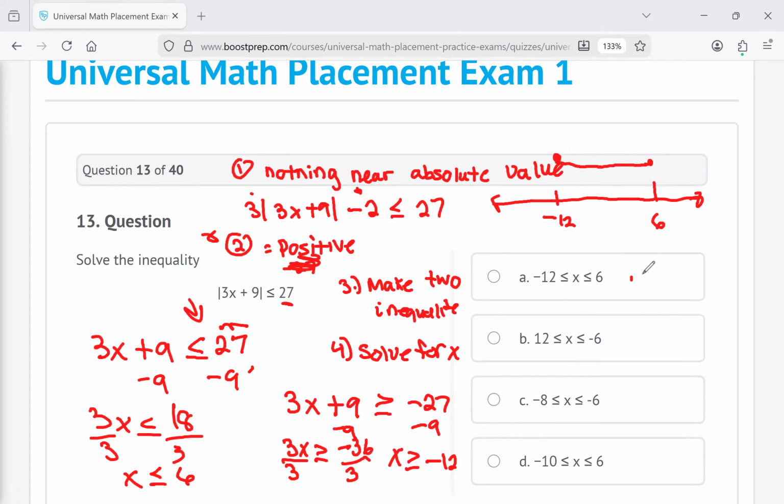I believe it's A, because x is less than 6. Now, right here, this is backwards, believe it or not. It's really saying x is greater than or equal to negative 12. I don't know if you can see that, but this is always backwards, no matter what. So x is greater than or equal to negative 12. That's what we got, so it has to be A.